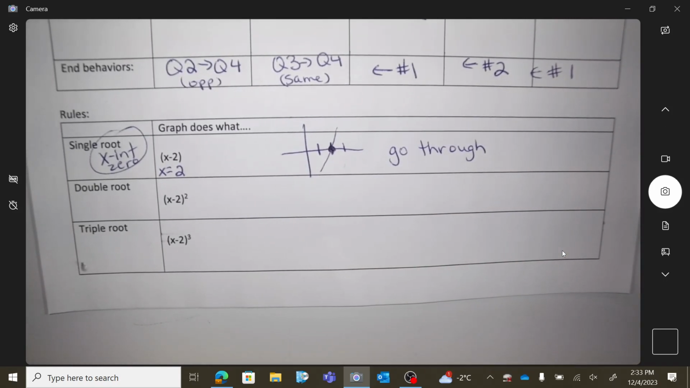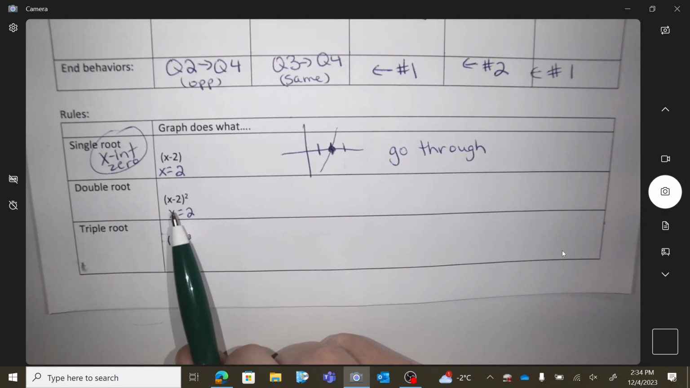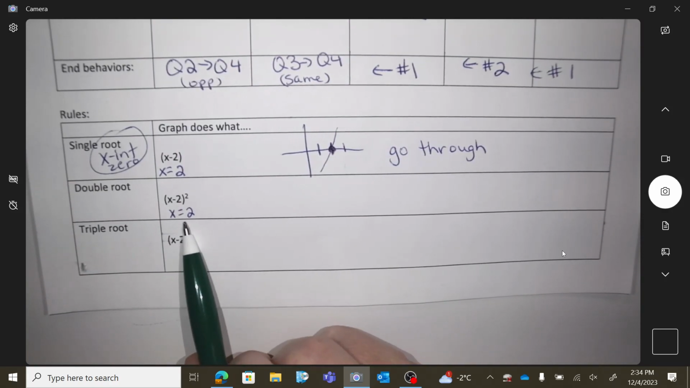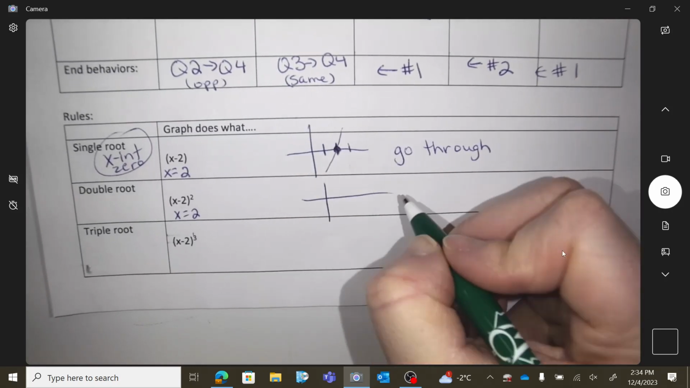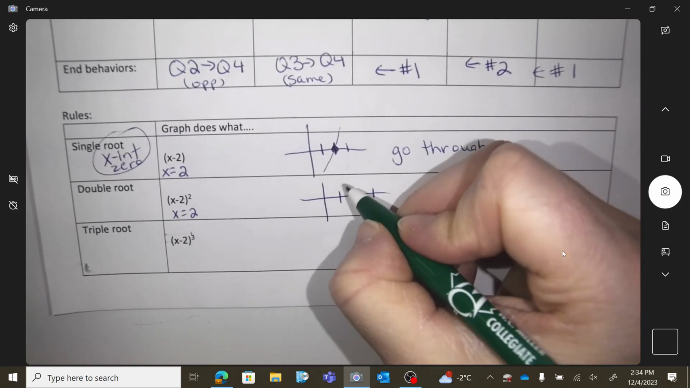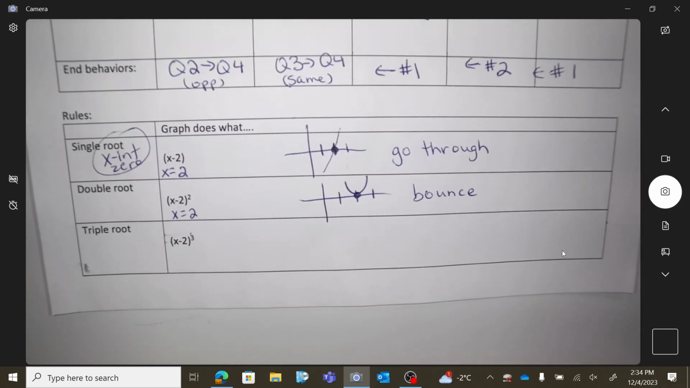So what's going to happen? You're just going to go through. Somehow you're going to be going through it. Okay, again, if the factor is this, the x-intercept is 2, but it's squared. So this time you're going to bounce. When you get to 2, you're going to hit it and bounce off of it.